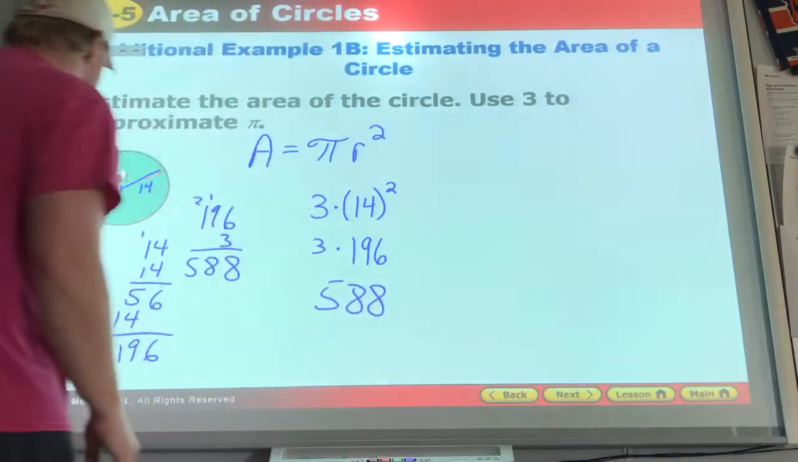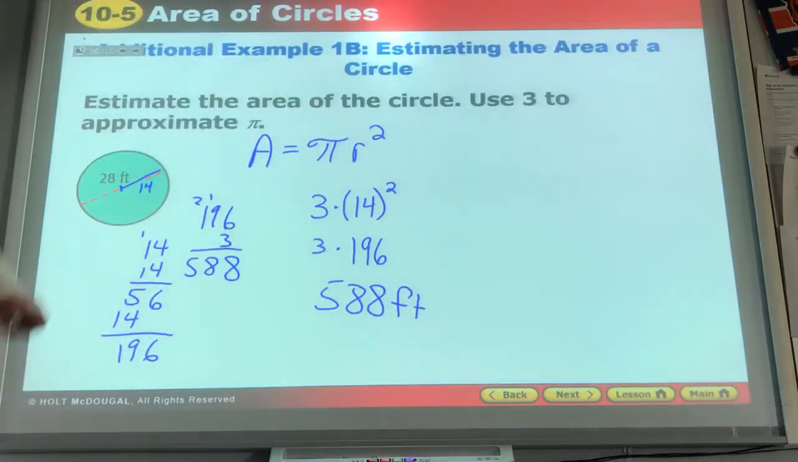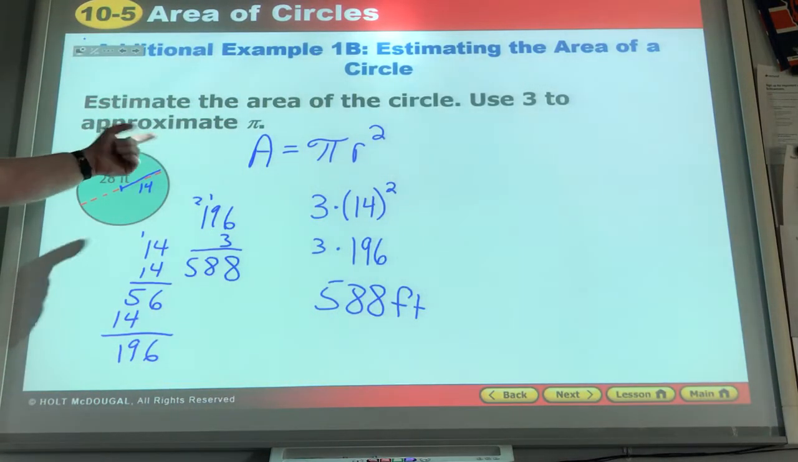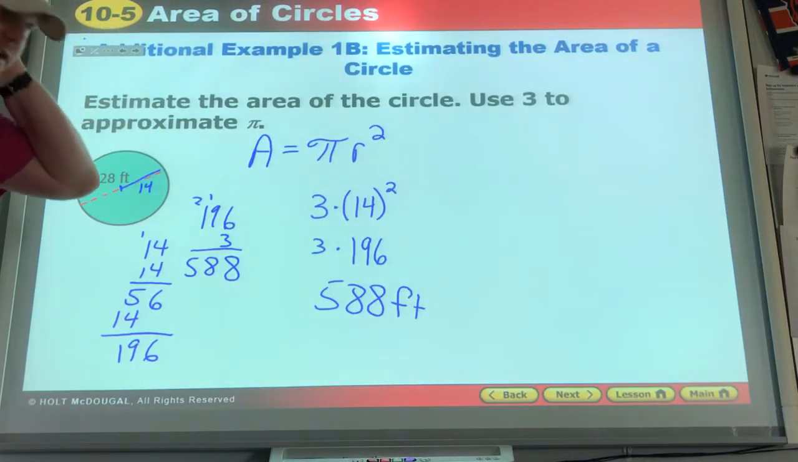588 feet squared. You would have got a much bigger answer had you used 28. 28 is the diameter. We want the radius. It is important to make sure you get the radius.